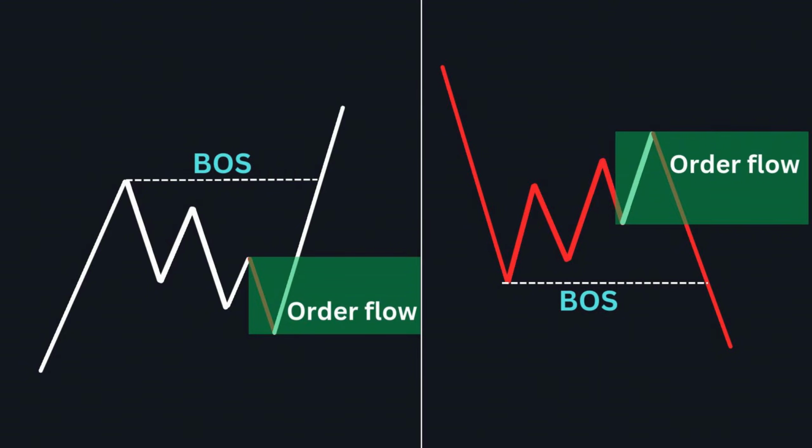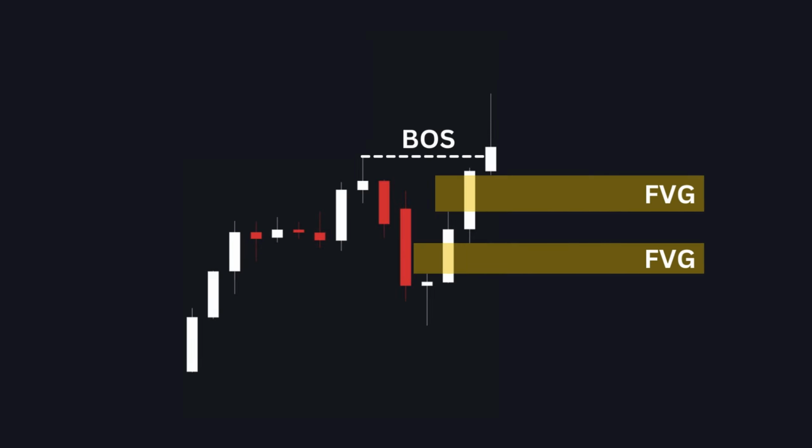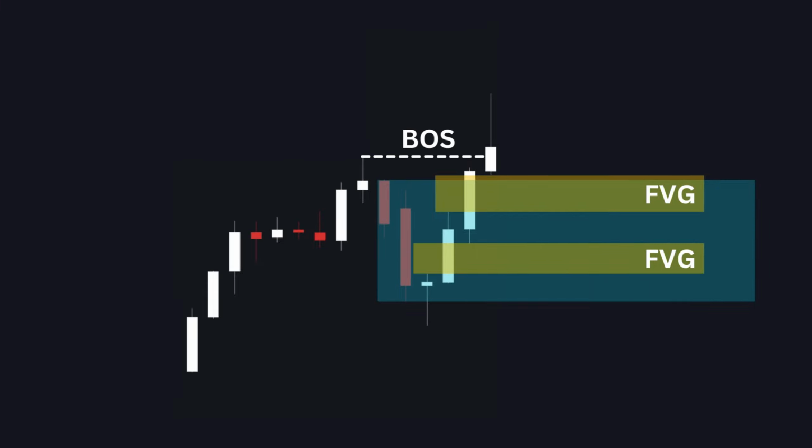Order flow areas can also be considered as key supply and demand and smart money concepts. Now look at this example. Here we have this move that created fair value gaps, leading to a break of structure to the upside. And these two candles are the last bearish movement before the aggressive bullish move. So we highlighted them as our order flow area.